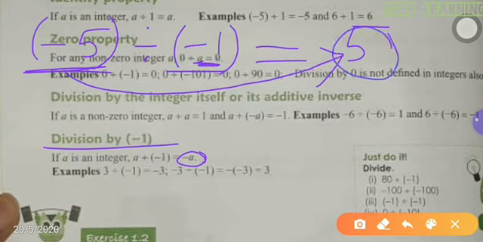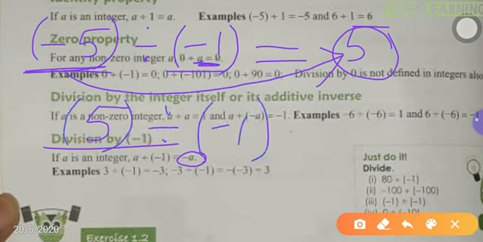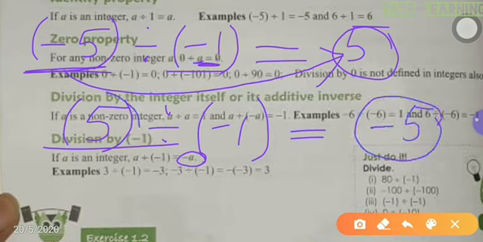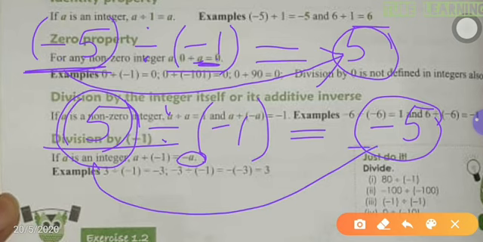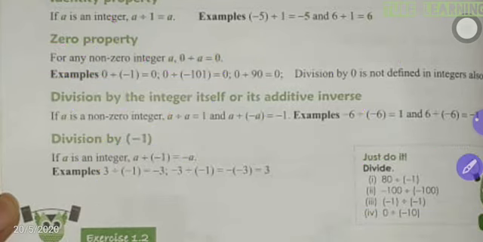Next, suppose 5, a positive number. 5 divided by minus 1 equals what? We will get minus 5. So 5 is positive, and its additive inverse is minus 5. So if you divide any integer by minus 1, you will get its additive inverse. So these are the basic properties.